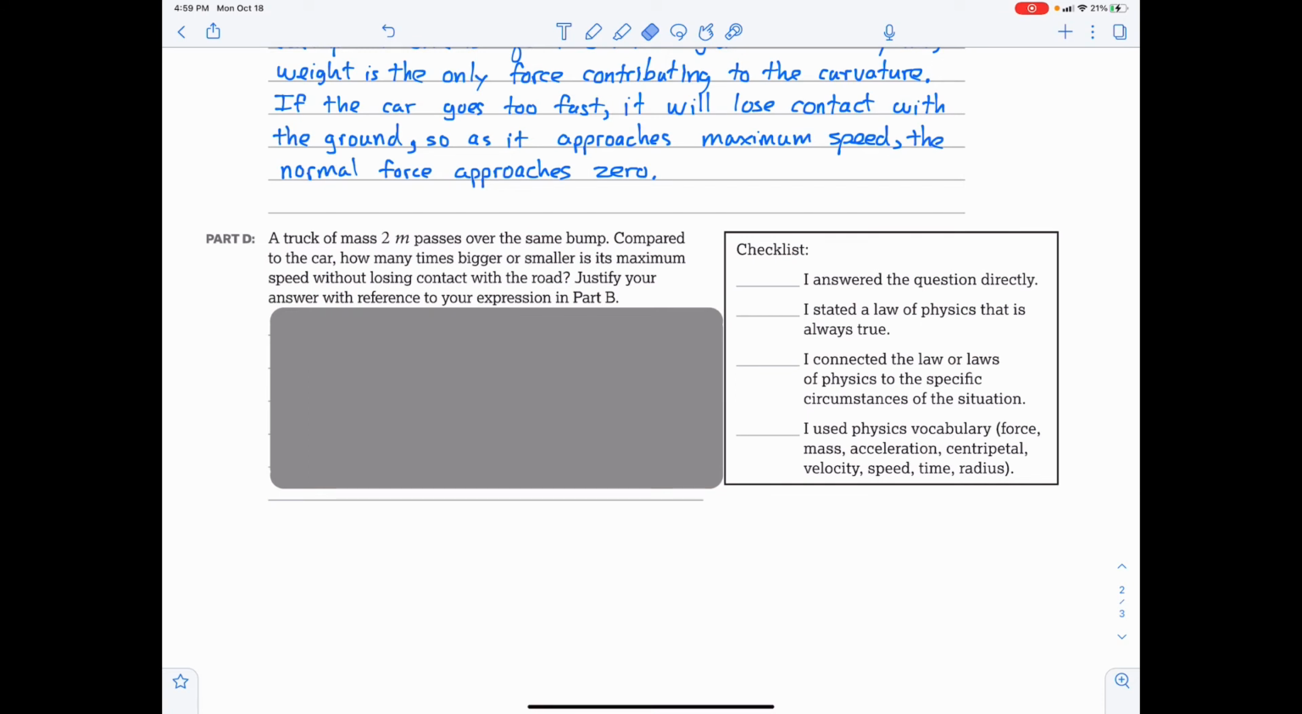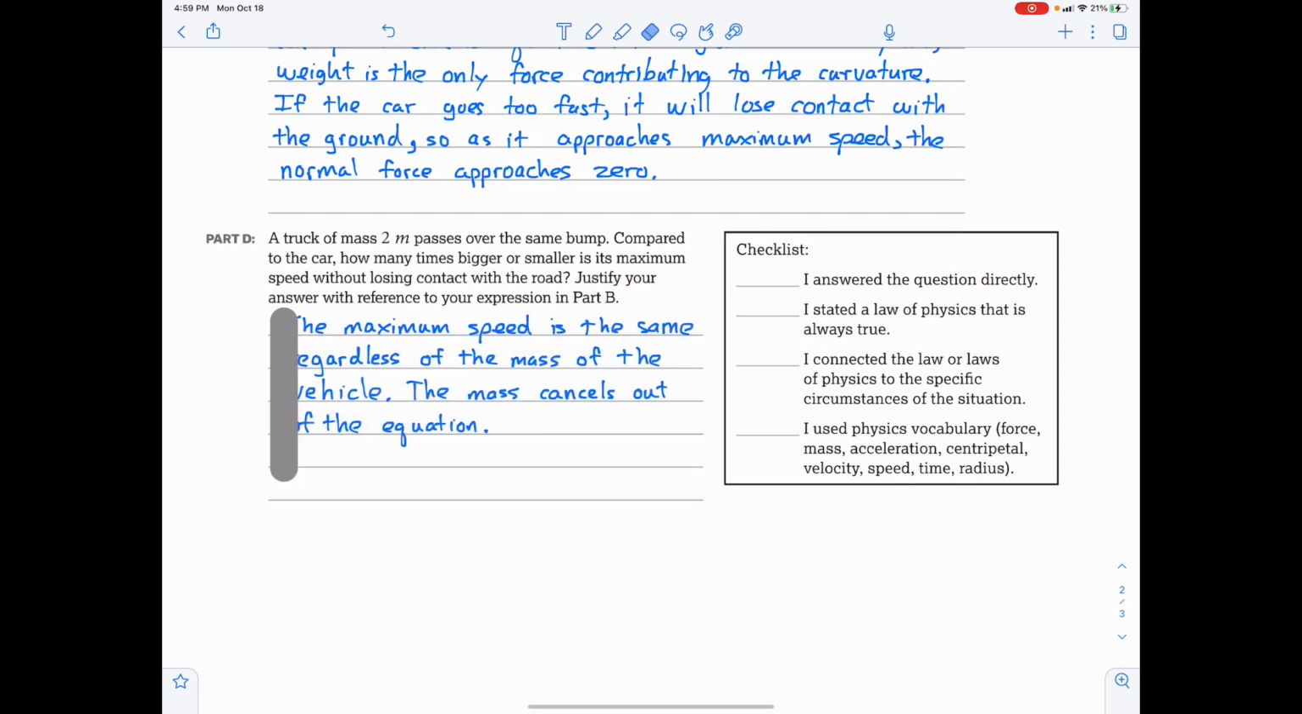Part D. A truck of mass 2m passes over the same bump. Compared to the car, how many times bigger or smaller is the maximum speed without losing contact with the ground? Justify your answer with reference to the expression in Part B. The maximum speed of the truck is the same regardless of the mass, whether it's a truck, a car, or a bicycle. The mass cancels out of the equation.